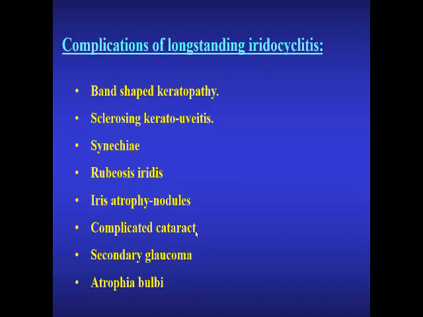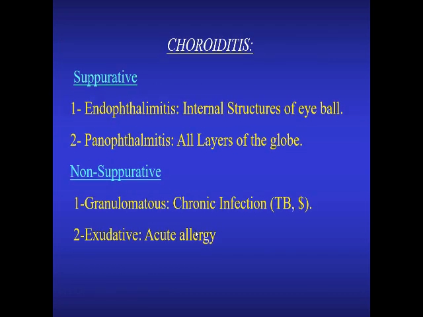The complications of long-standing iridocyclitis include band-shaped keratopathy, sclerosing keratouveitis, synechiae, rubeosis iridis, which means new vascularization at the iris, atrophy or nodules, complicated cataract, secondary glaucoma, and atrophia bulbi. This is the acute iridocyclitis and the chronic iridocyclitis.